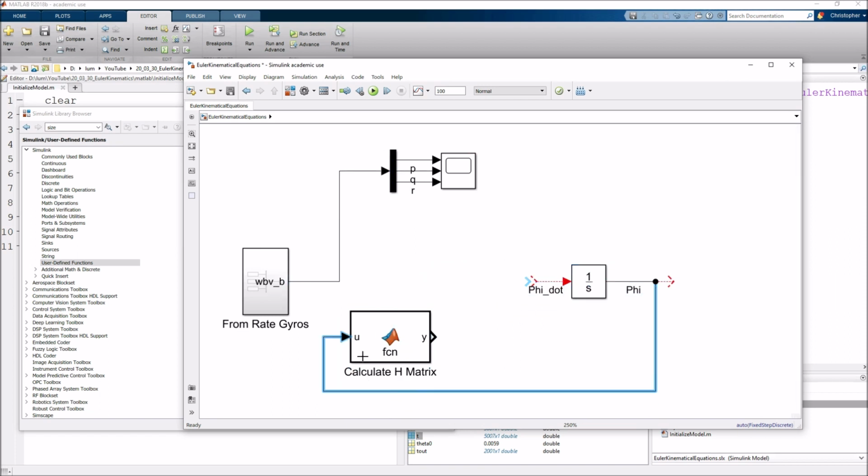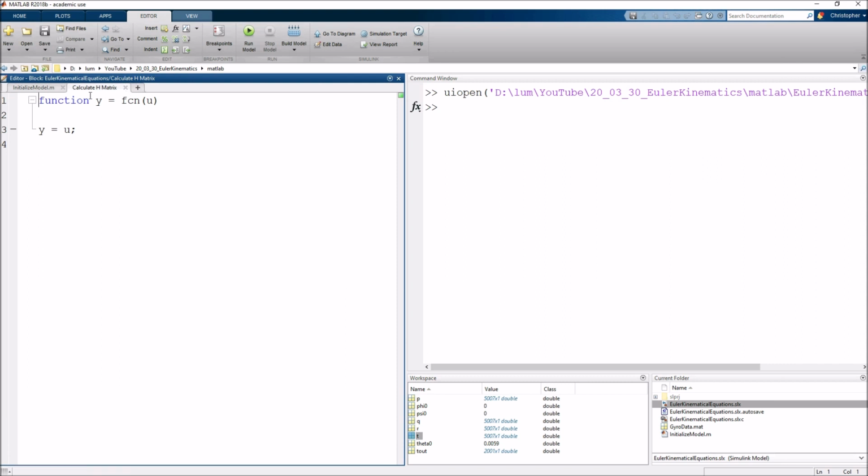Okay, so in order to calculate the H matrix, I need capital phi. I need the Euler angles. And if I double click on this block now, we're going to see that it allows me to just write MATLAB code. So coming in is, let's call this capital phi. The first thing I want to do is unpack capital phi. So phi is capital phi sub 1, theta is capital phi sub 2, and psi is capital phi sub 3, but nobody really cares about that like we said earlier. I'll just make these all a little bit more understandable.